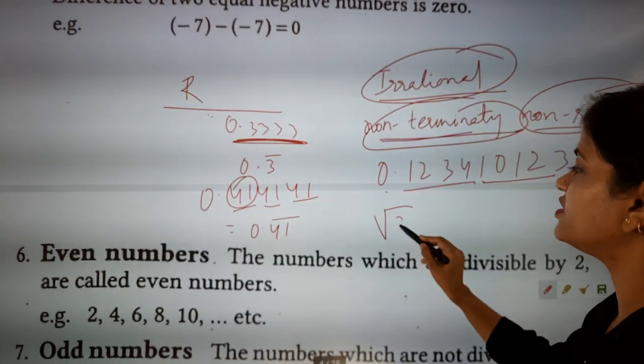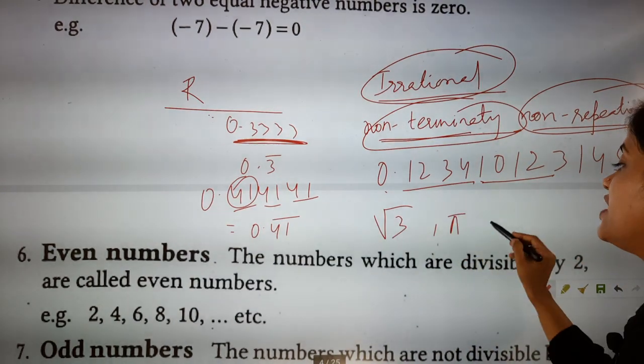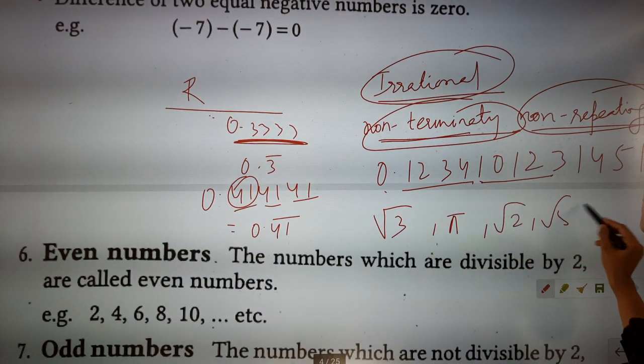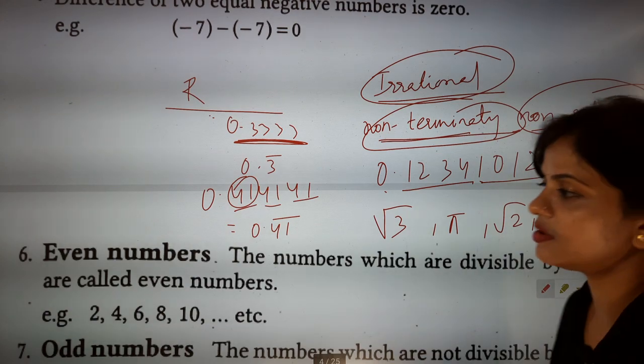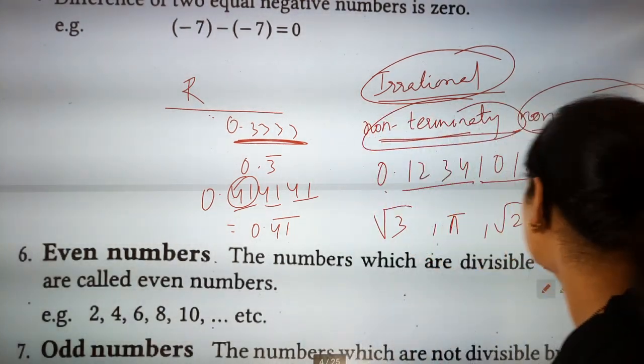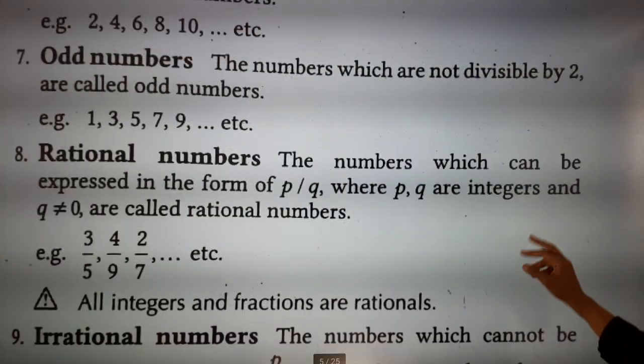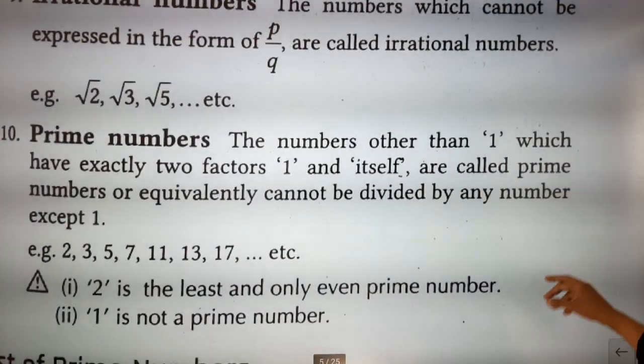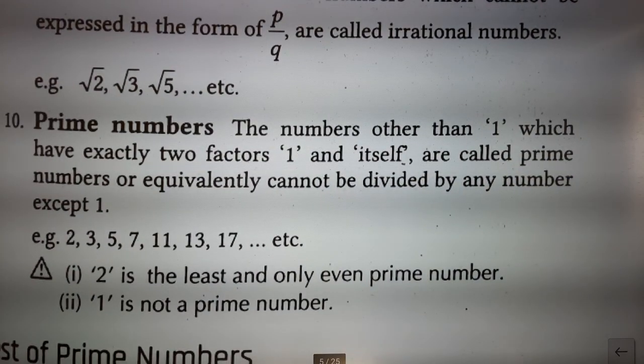So roots are always irrational. Pi is also irrational. Root 2, root 5, root 7, they are all irrational numbers. I hope you have understood what is irrational and what is rational. Now we will go for the next one.